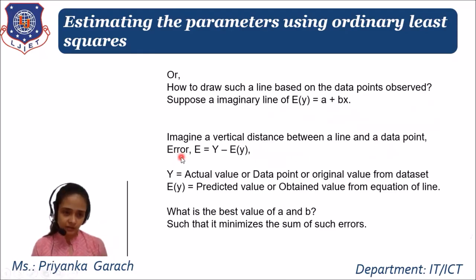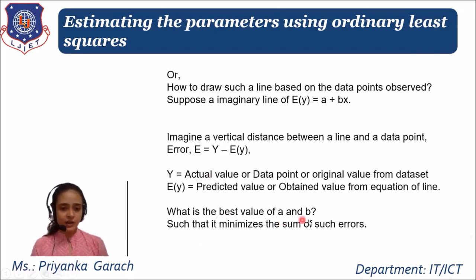It means it is my error term. The error term in that particular book is written as E equals y minus E(y), so instead of epsilon, they are using E. What is y? It is my actual value or the data point, and E(y) is my predicted or obtained value. This equation we have already seen in the implementation: the error term is the difference between the obtained value and the actual value.